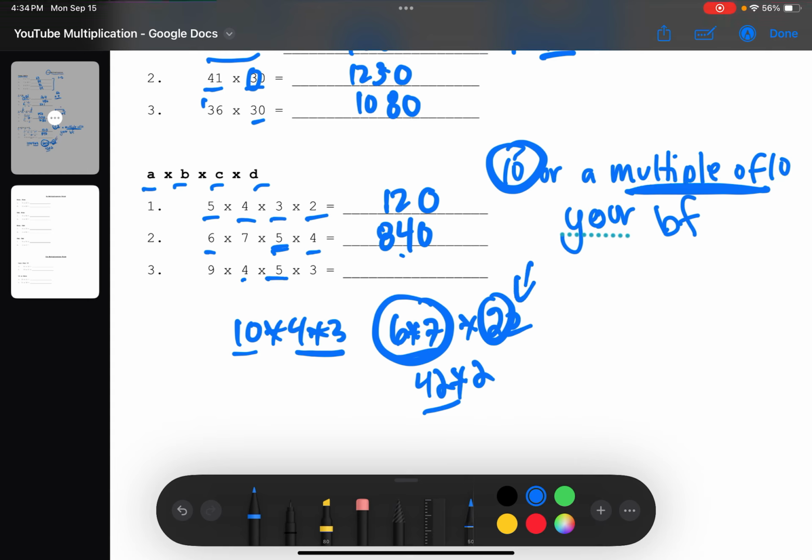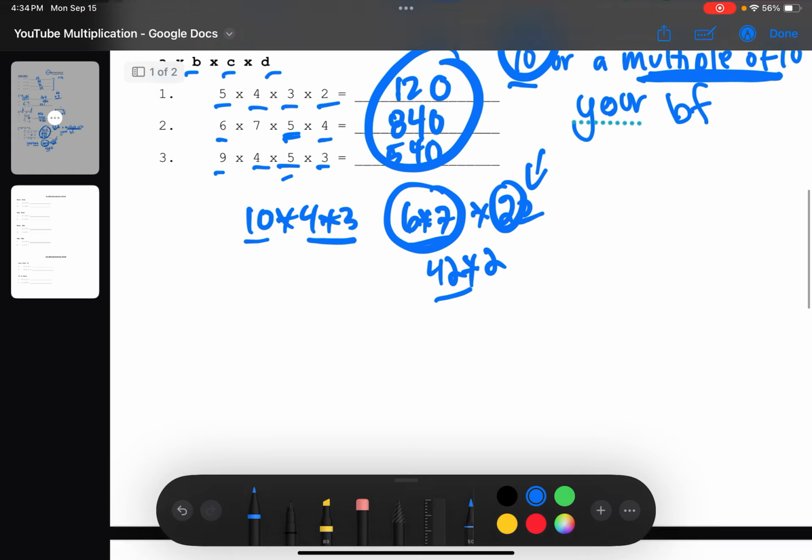Another one here, we have this 20 times 9 times 3. Well, 9 times 3 is 27. Double 27 is 54. And then we tack on the 0 from the 20 itself. Okay, so this one, a multiple of 10 is your best friend, or 10 itself is your best friend to answer these questions. That one we have to do it from left to right or right to left. You try to regroup it, okay?